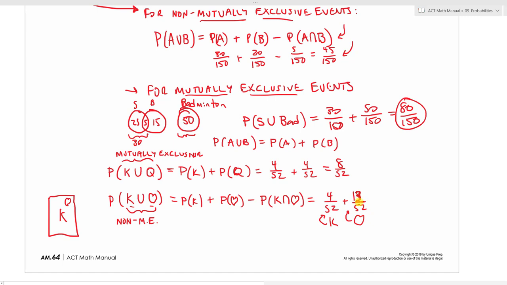13 out of 52 would be the probability of selecting a heart. But remember, we have to take out that 1 out of 52 probability that we will select the king of hearts. That is the overlap between king and heart. There is one card that satisfies that overlap, and therefore we would have 4 plus 13 is 17, minus the 1 is 16 out of 52. So there is a 16 out of 52 probability that we will select a king or a heart from a deck of cards. Hopefully all of that makes sense.